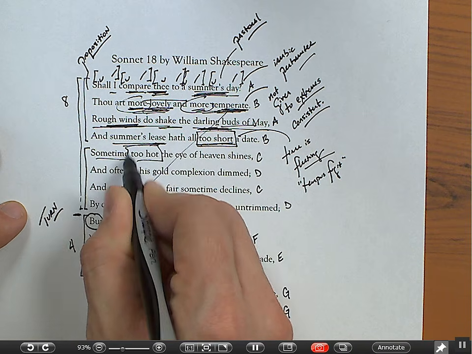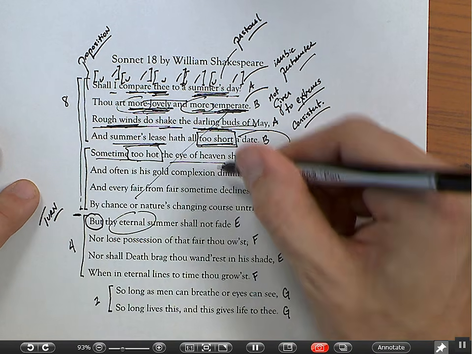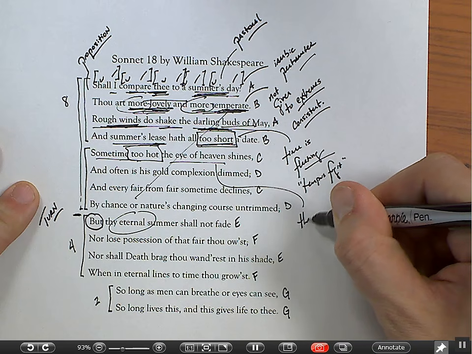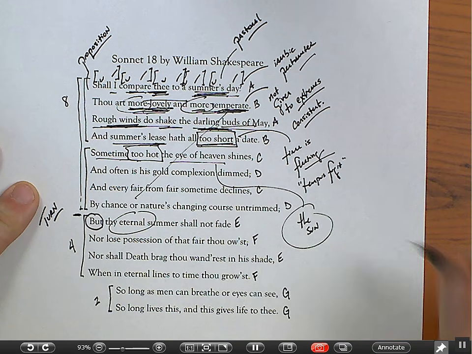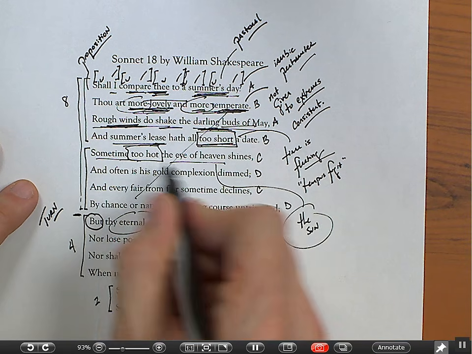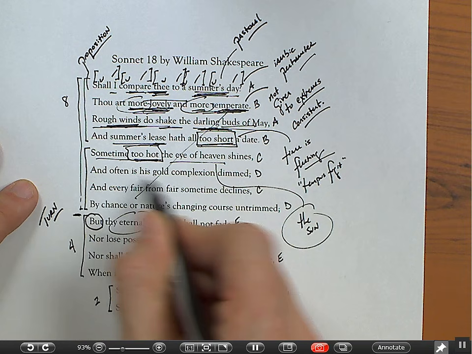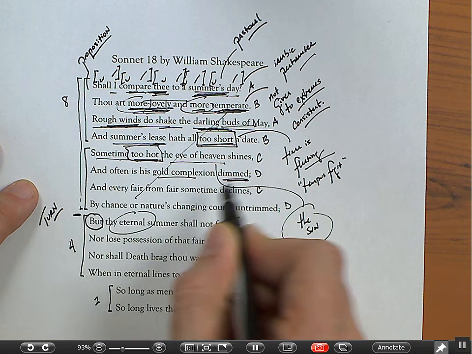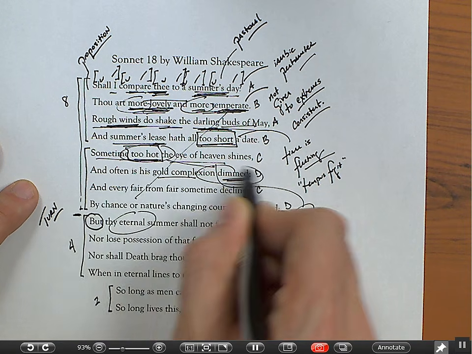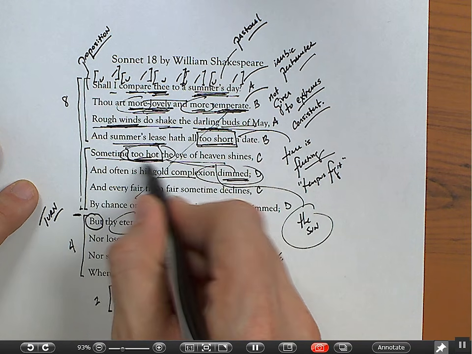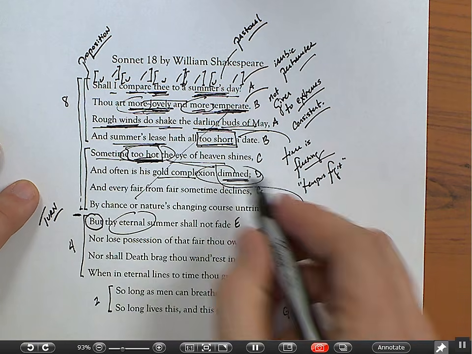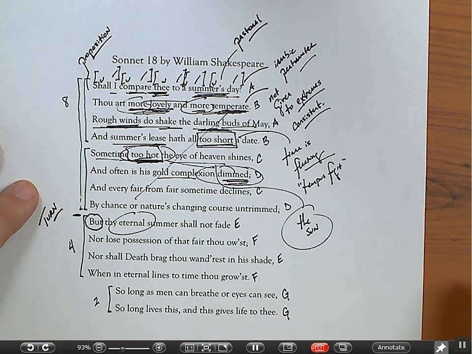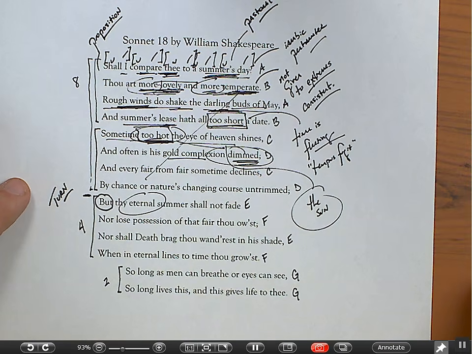Sometime too hot, the eye of heaven shines. The eye of heaven being the sun. Sometimes it shines too hot. Often is his gold complexion dimmed. You see the contrast there. Sometimes it is too bright, too hot, and then sometimes it is too dim, too darkened.